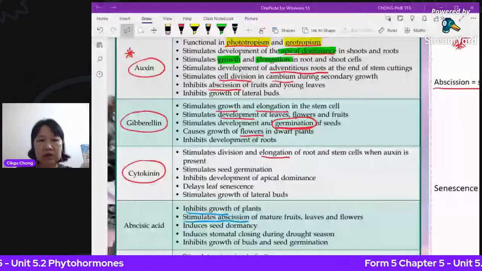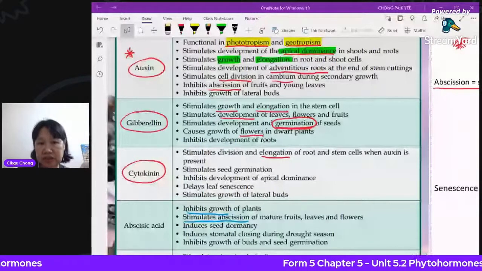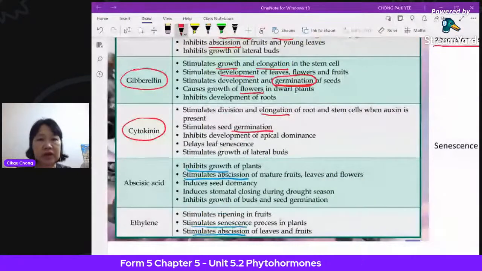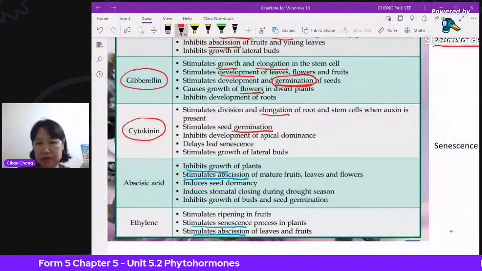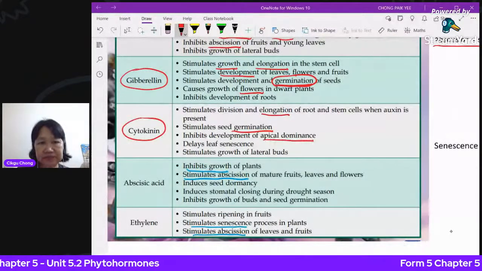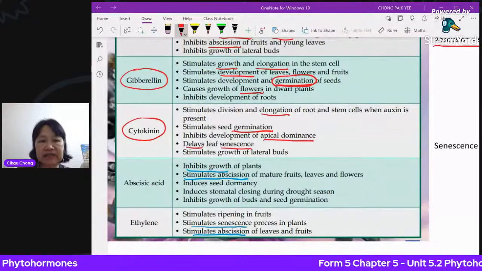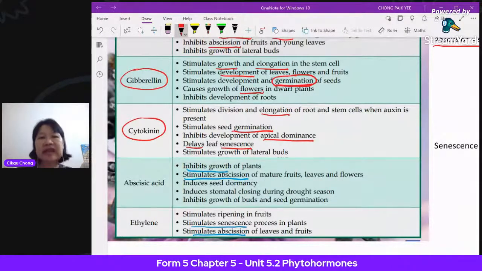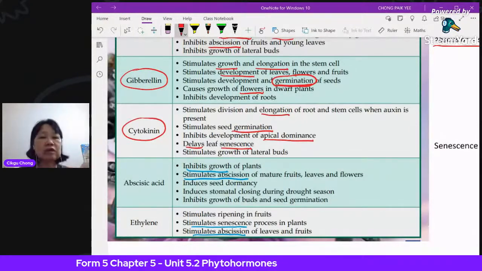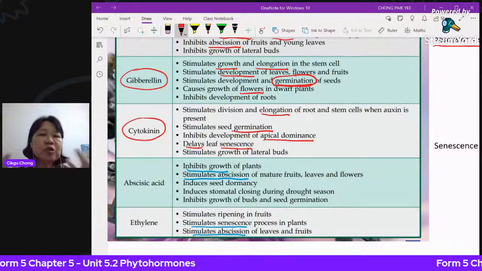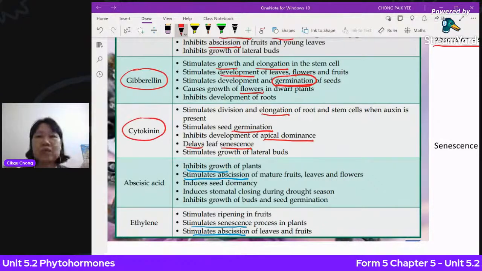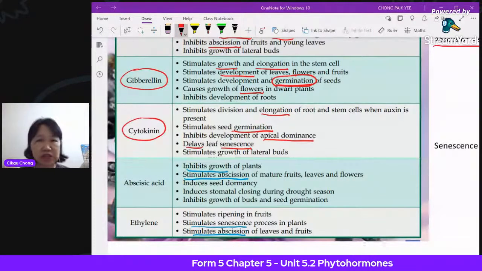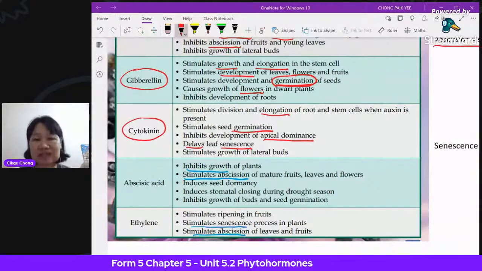Another one is seed germination, very similar to gibberellin. It also makes the seed germinate. Okay, it also inhibits the apical dominance. Then it delays leaf senescence. Senescence means aging. Delays means slows down. So that means it doesn't want the plant to become old so easily. When you have cytokinin, the plant doesn't age fast. That means you will keep on growing.